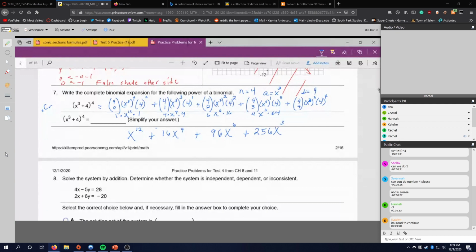And then 4 combination 4 is 1. X to the third to the 0. Anything to the 0 power is 1. And then 4 to the fourth power is 256. And that's your answer for that one. So it's just a pattern and just seeing the pattern. Define your N, your A, and your B, and then just work it as a pattern.